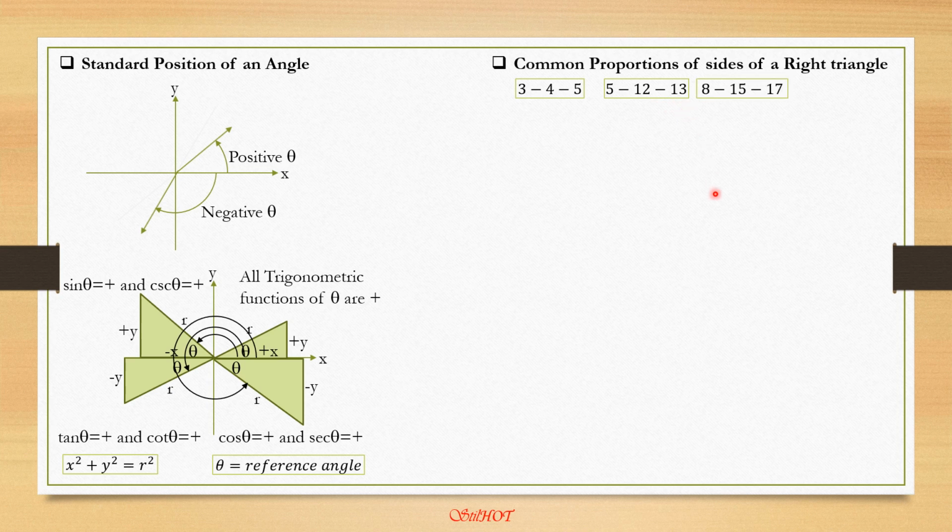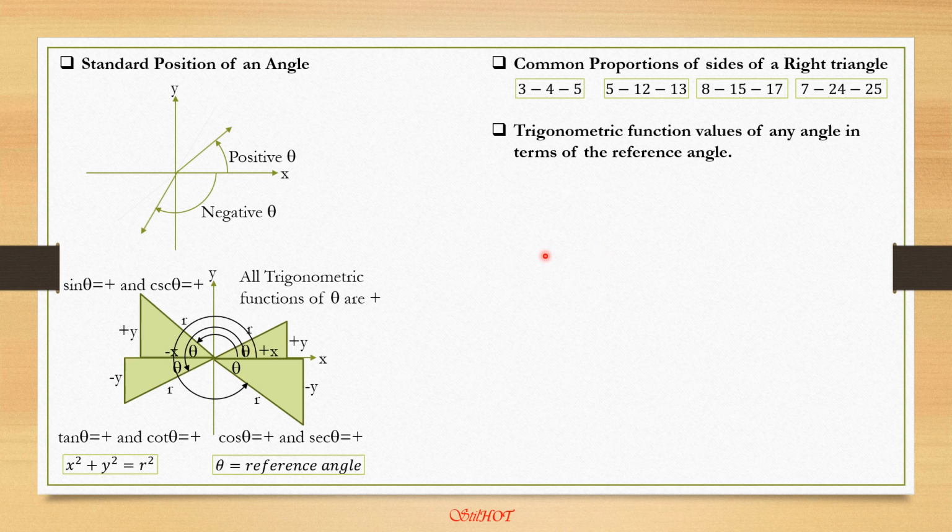Then we have the 8, 15, 17. The square root of 8 squared plus 15 squared is 17. And the last is the 7, 24, 25. The square root of 7 squared plus 24 squared is 25. So I hope you're familiar with that, so that you can compute or determine right away the trigonometric functions when the sides are these.